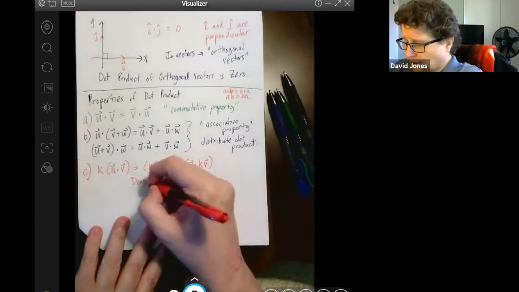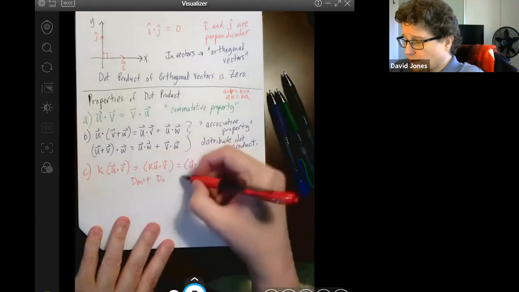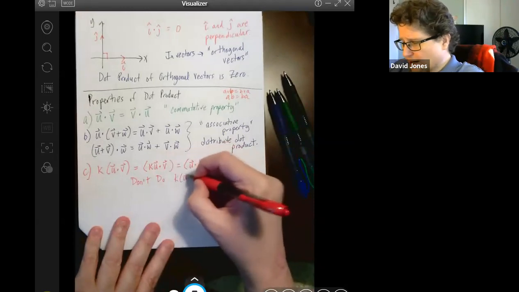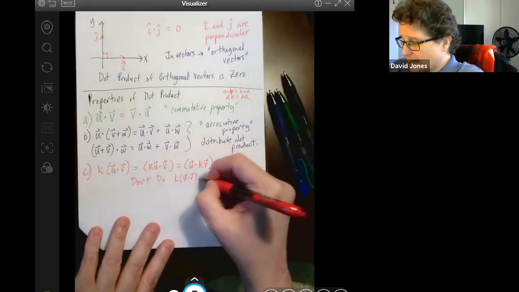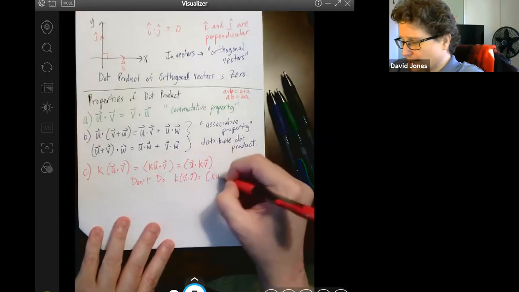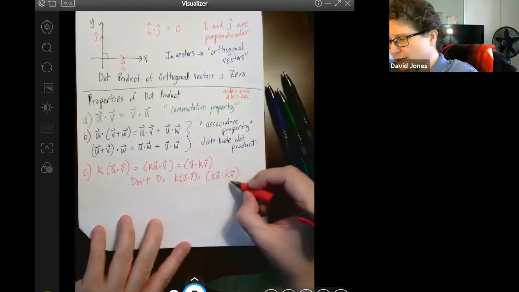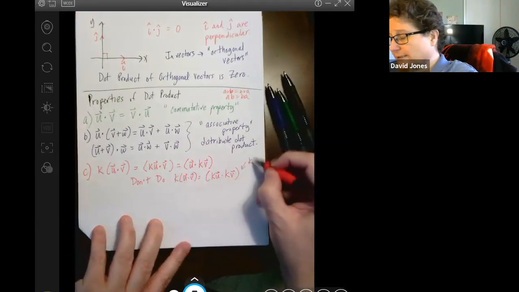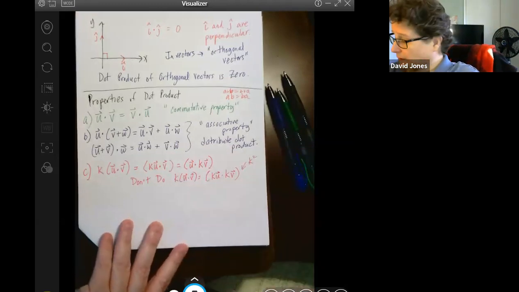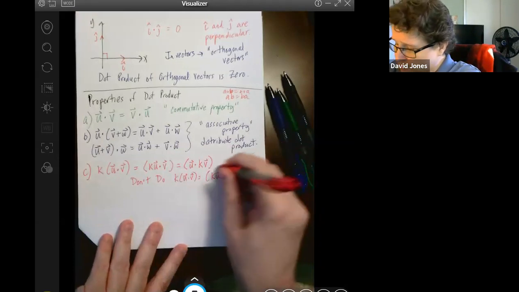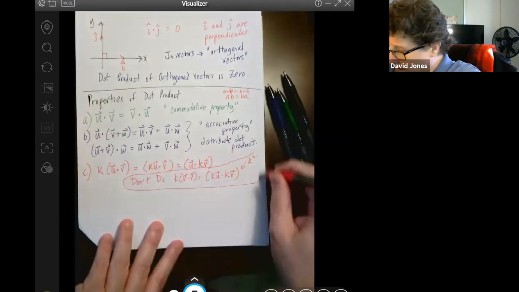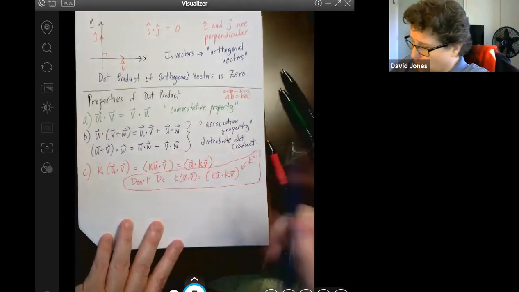Don't do k with u dot v equals ku dot kv. What you've done is you've done a k squared there, not k. Don't do that. This is bad juju right there. No.